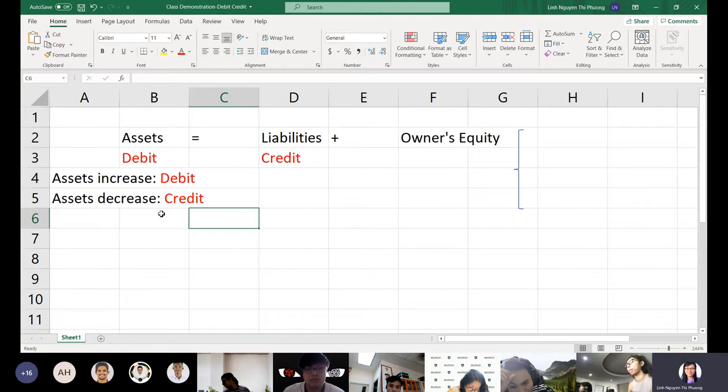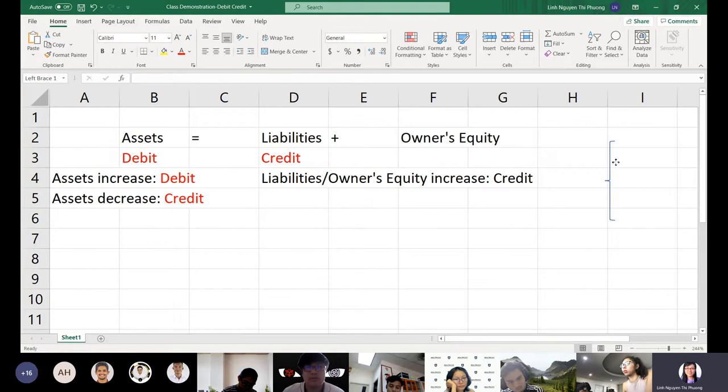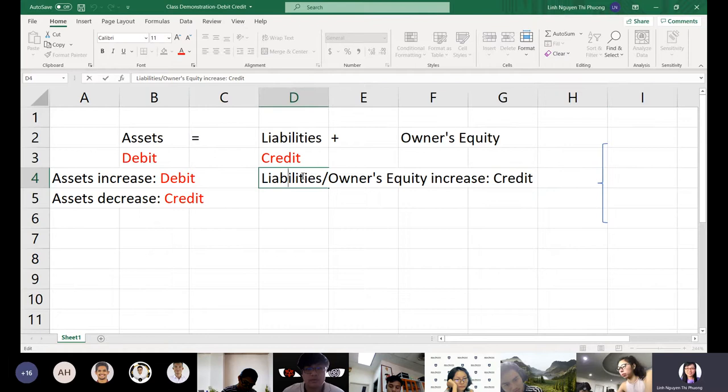Now, what about liabilities and owner's equity? When liability and owner equity increase, what do we do? We're going to credit. Good. Why? Because it's on the right side of the accounting equation. So whenever we increase liability and owner equity, we credit.